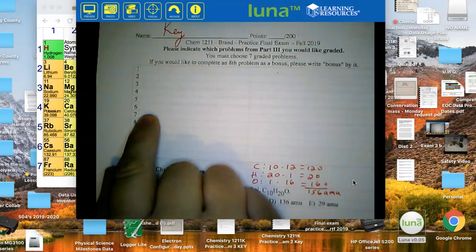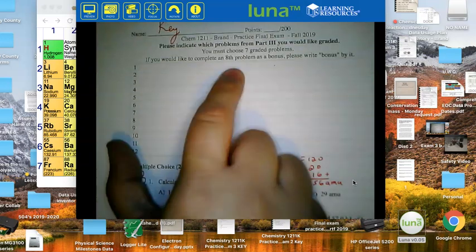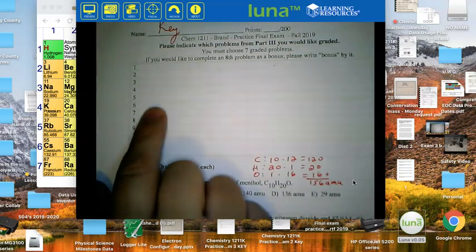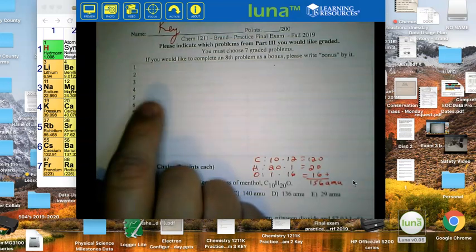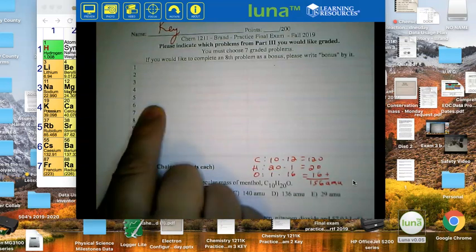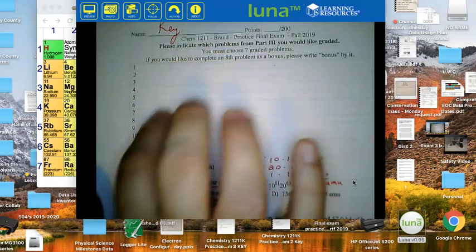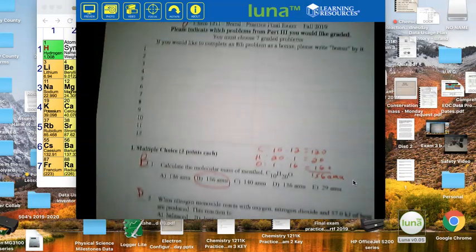If you want me to grade a bonus question, that will be the 8th problem. Just write bonus next to the number, and then I'll grade that as well. Again, if you don't tell me which questions to grade, I will grade the first 7. So make sure you let me know which 7 out of those 12 you want me to grade, and then the 8th one will be the bonus.